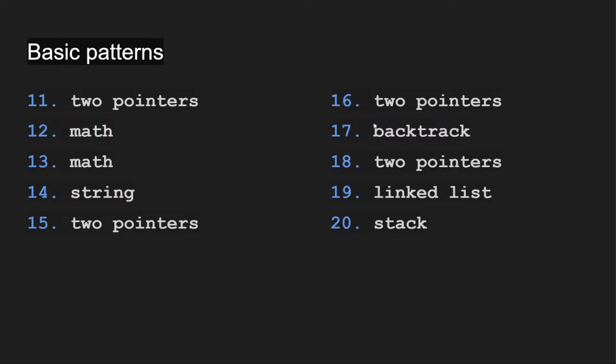And for problem 17, backtracking is going to be the easiest way to solve it. And for 19, it is a linked list problem, so we will use just one pass to solve it. And for 20, it is a stack problem. We need to understand what a stack is and how to use the stack to do the basic operations and to solve the problem.